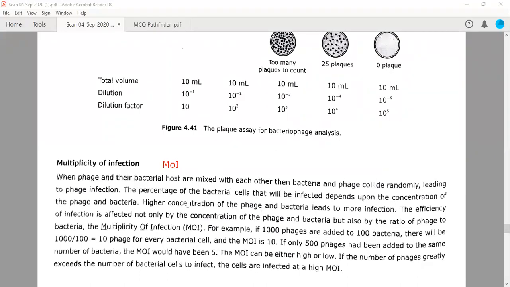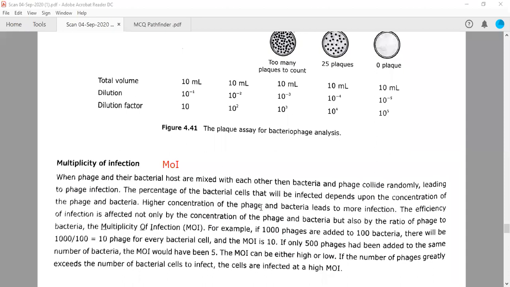Suppose you have a higher concentration of viral particles and a high number of bacterial cells. Because the concentration of viruses is high, you will see more infections. So it is directly proportional. If you increase the number of viruses and bacteria, the number of infections will increase.